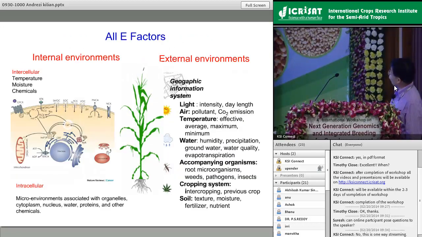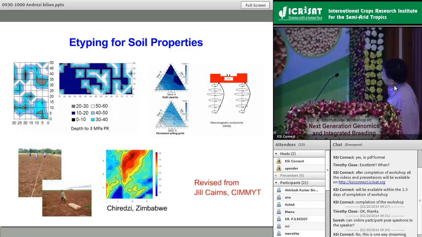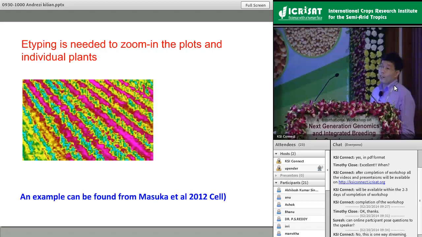So if we put all the environmental factors together, the internal and the external, including the GIS data and everything I just mentioned, we can use the GIS data to divide the environmental sites. We can use E-typing to classify the soil property based on different strategies. The key point is something someone mentioned yesterday, but I cannot recall the name now.